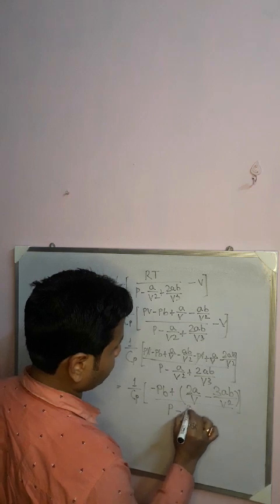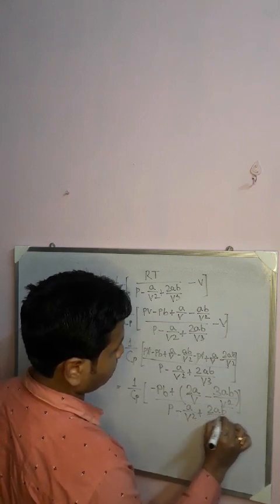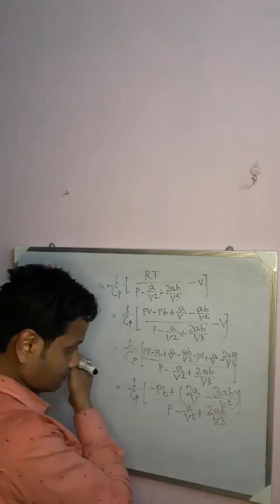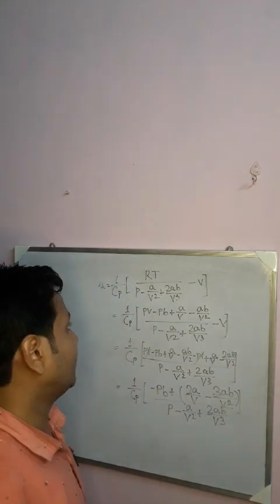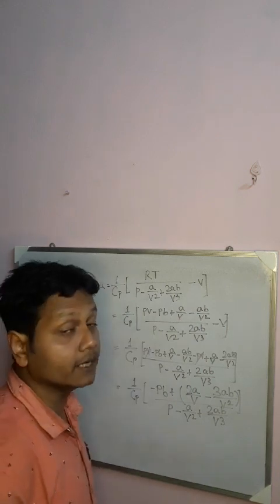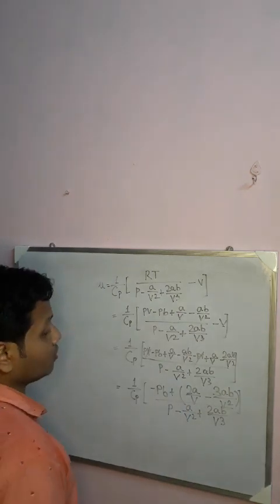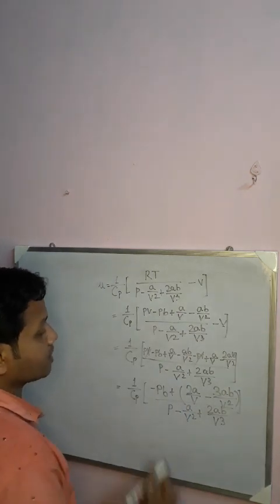All divided by P minus a by V square plus 2ab by V cube. So at first, by using the real gas equation, we find the value of (del V/del T) at constant pressure and then substitute that value in the JT coefficient expression. We get this type of form.